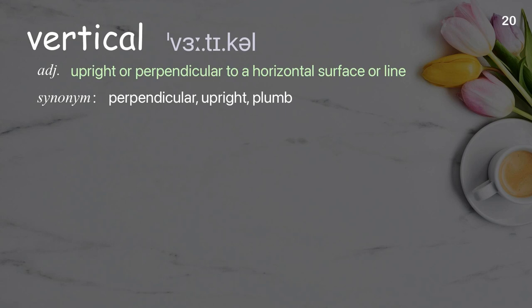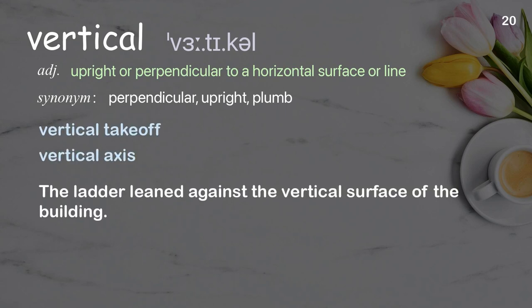Vertical. Upright or perpendicular to a horizontal surface or line. Examples: vertical takeoff, vertical axis. The ladder leaned against the vertical surface of the building.